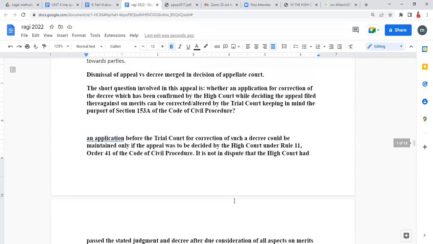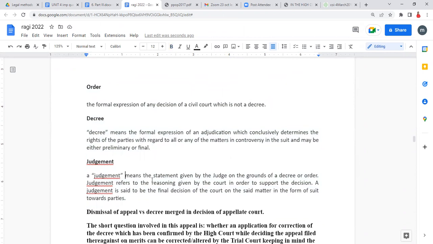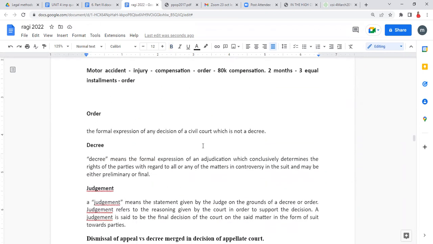Okay, these are the three things that we should be knowing in relation to a civil suit that is filed before court: order, decree, and judgment. When the case is decided, a case can go on for 5 years, 10 years. During these 10 years, many orders may be passed by the court. In between also, the court might order that you do this, submit this document, produce this notice, publish it. Like that, some orders may be passed.